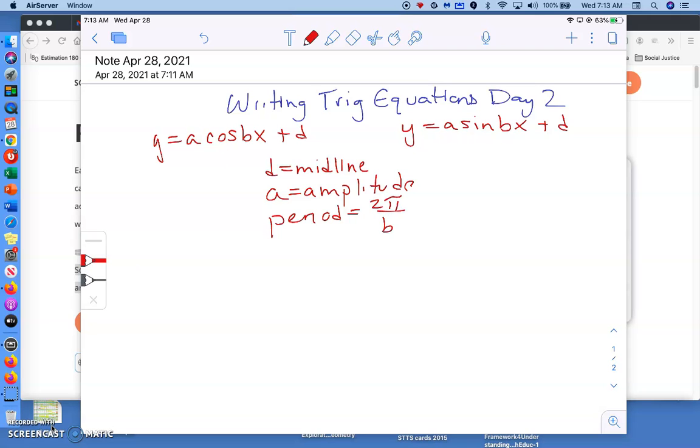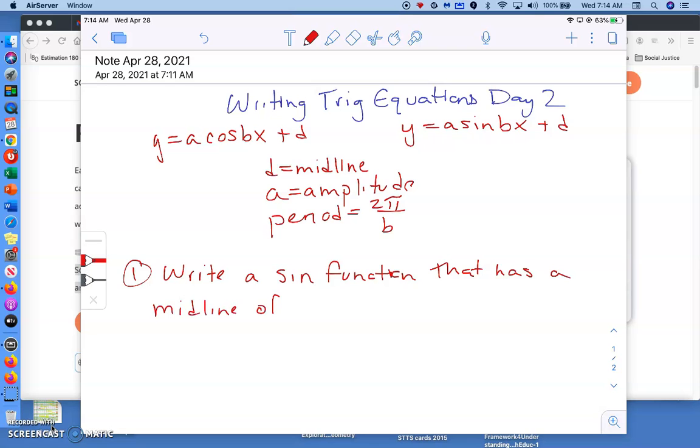So let's say we have a problem here, and it says write a sine function that has a midline of 3, amplitude of 4, and a period of 5 pi over 6.